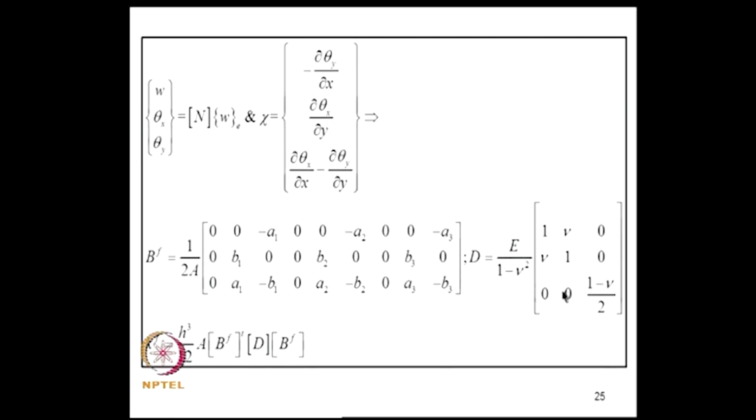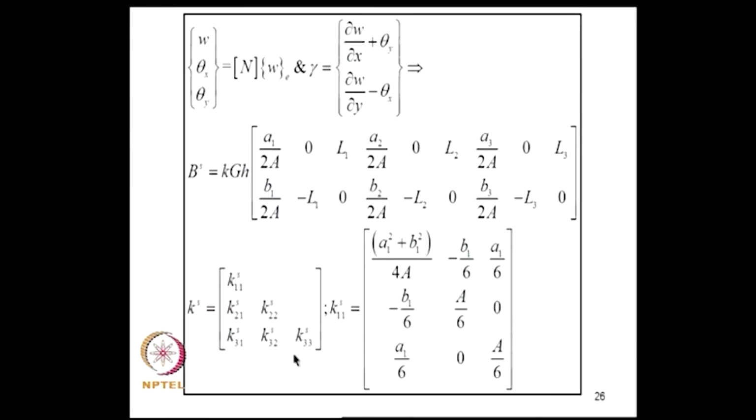This is this, and this is a constitutive law which relates sigma xx, sigma yy and sigma xy to the corresponding strains, and the stiffness matrix due to flexure is given by this. Now, similarly, for shear, by considering gamma as this, we compute the B matrix associated with shear and this is given by this. So, it has 2 rows and 8 columns. So, this can be used to construct the contribution to the stiffness matrix from shearing action.